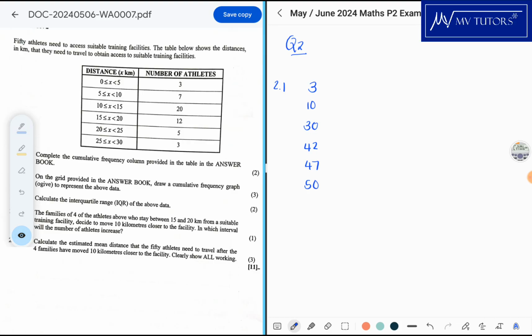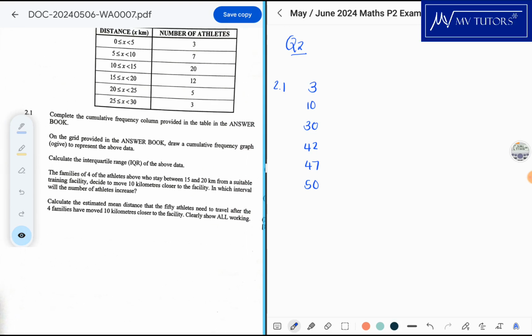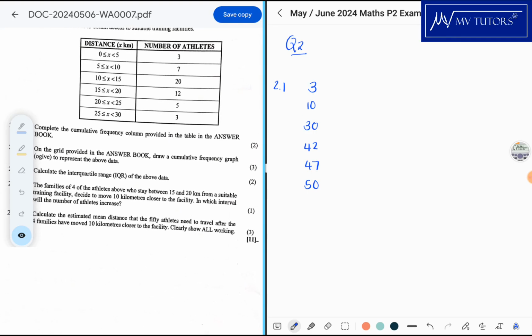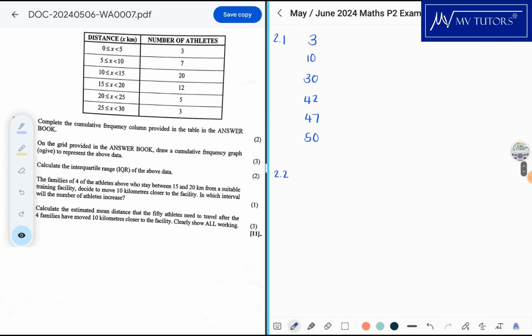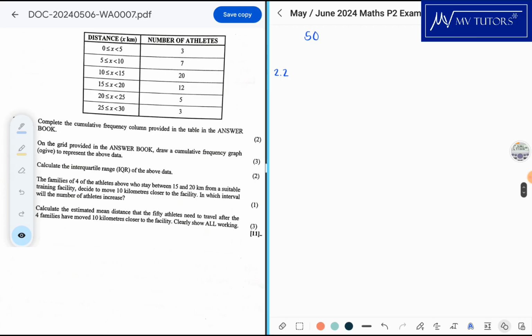Okay, so now 2.2 says on the grid provided in the answer book, draw a cumulative frequency graph or an ogive. So we're going to try here on our sheet. It's not going to be to scale, so please bear with me. So what are we going to have then? I think this should be better. Not quite, but we'll deal with it. This is good enough.